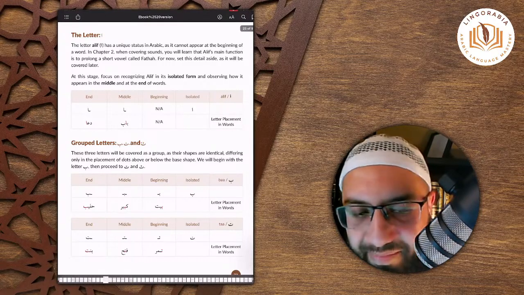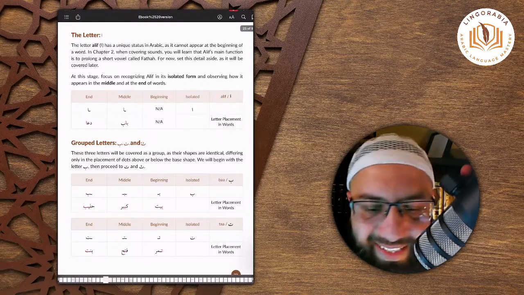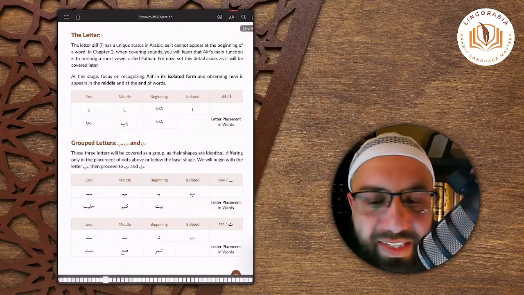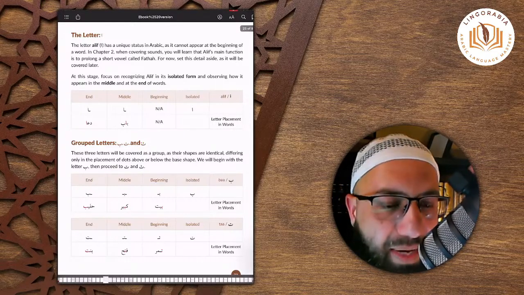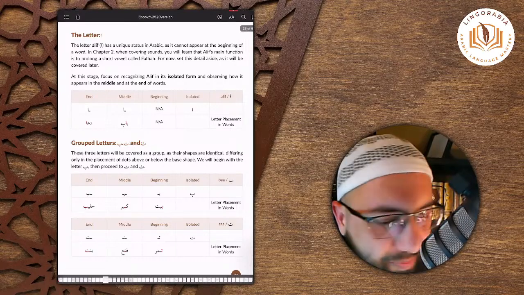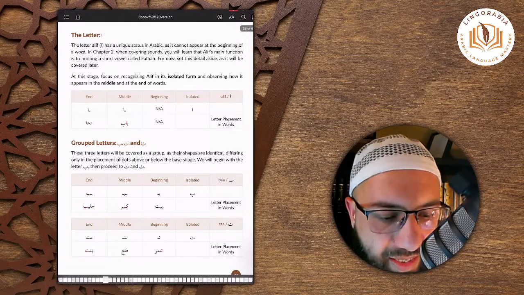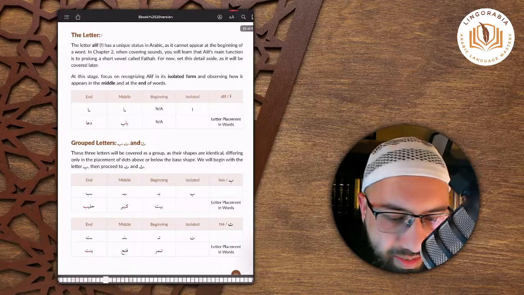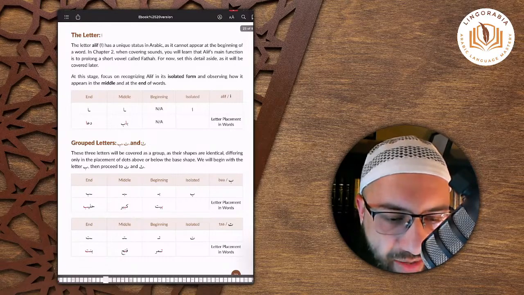Optimus Prime, how are you doing, Optimus? You made my day by being here. Glad having you here. Jazakumullah khairan, thank you for being here.